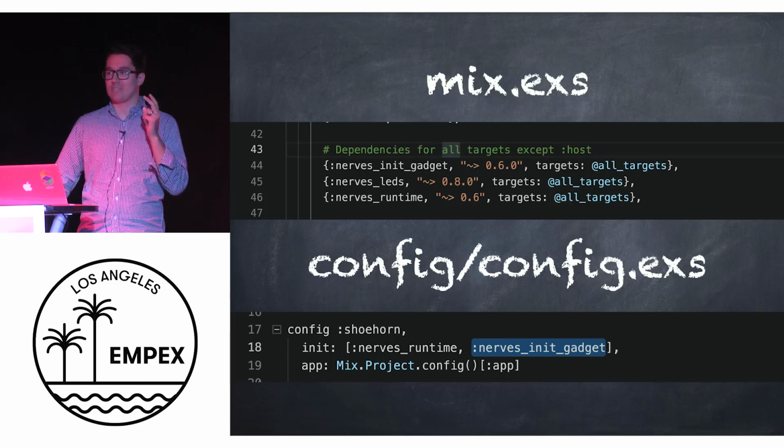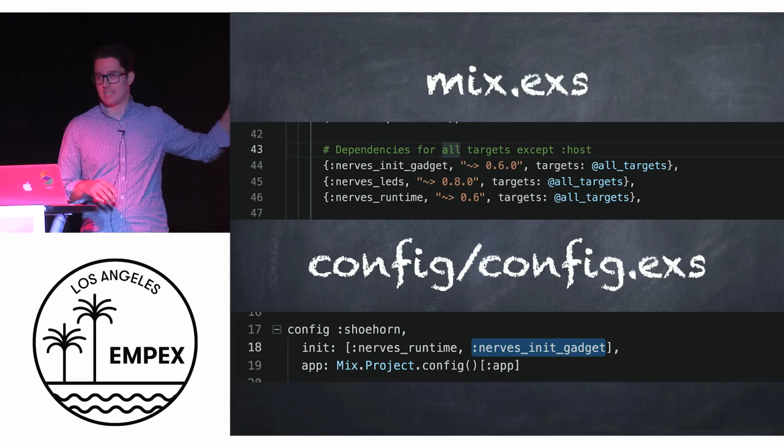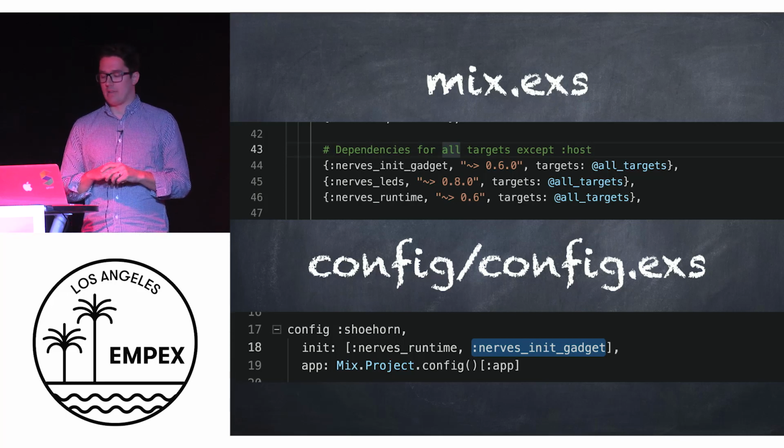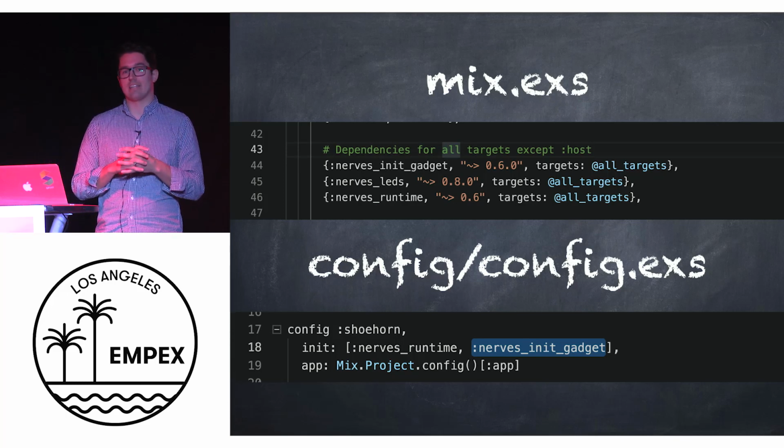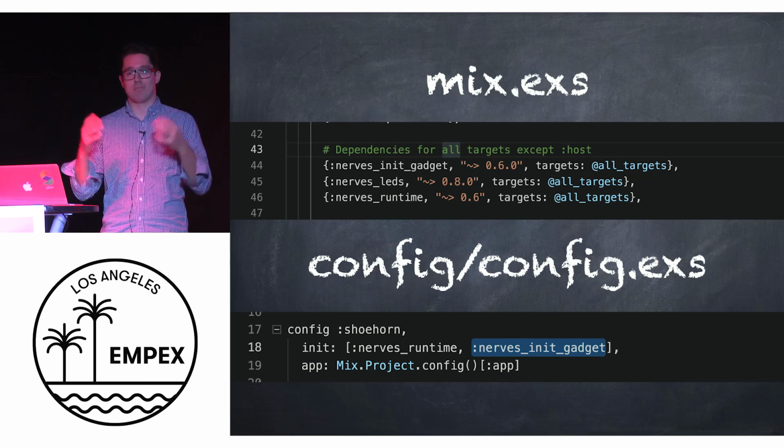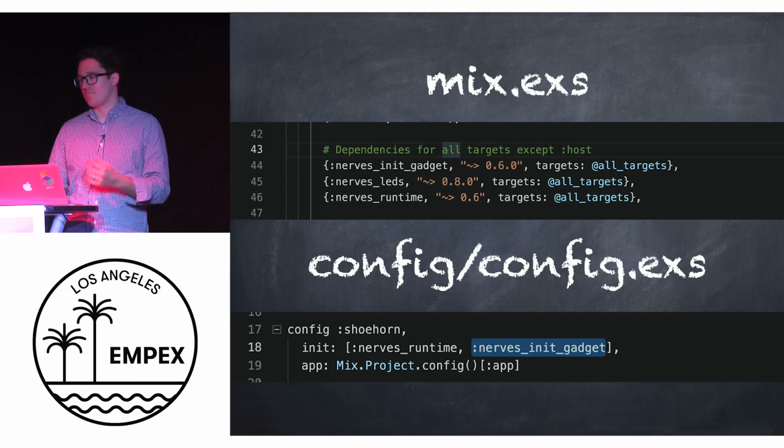We're going to immediately add two dependencies, so Nerves Init Gadget and Nerves LEDs. And without going into all the details, Nerves Init Gadget basically gets you to the point where you have a Wi-Fi enabled device. It's ready so that you can SSH to it. It'll mDNS publish its location so that you can easily find it on your network. You can send it updates over the air.